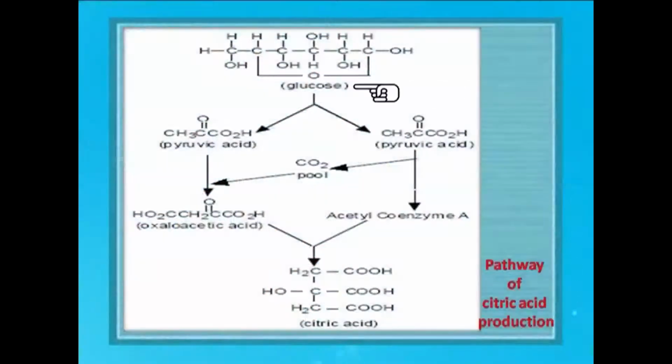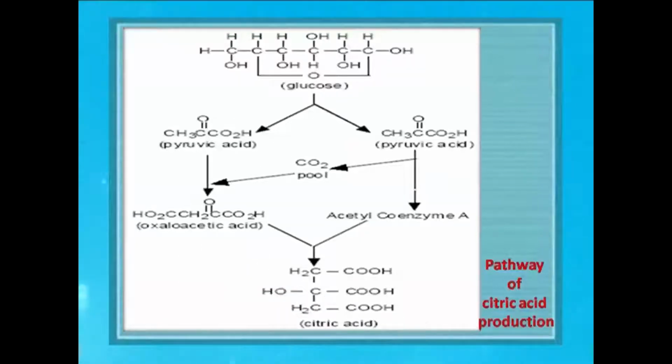Citric acid is commonly produced from glucose, which is converted to acetyl coenzyme A, and this acetyl coenzyme A will enter the Krebs cycle producing citric acid, and the end product is oxaloacetic acid. Or sometimes glucose is directly converted to pyruvic acid. Pyruvic acid forms the oxaloacetic acid, which ultimately is converted to citric acid.